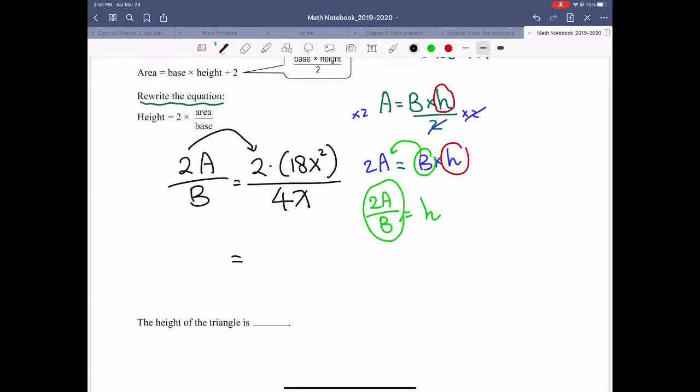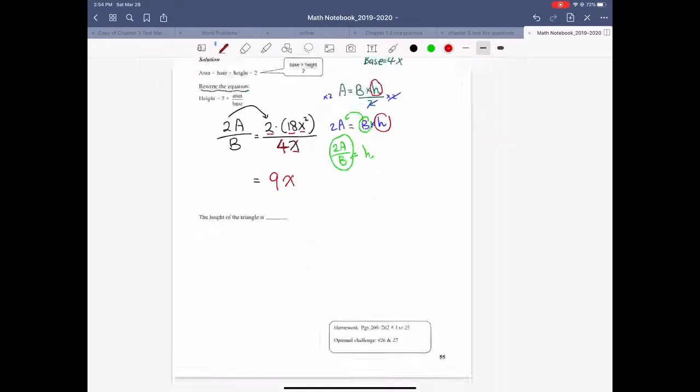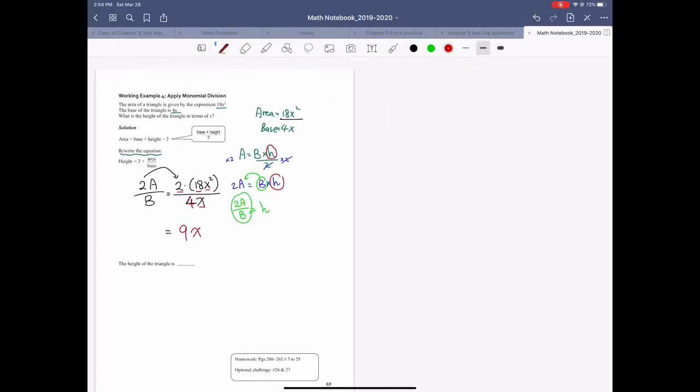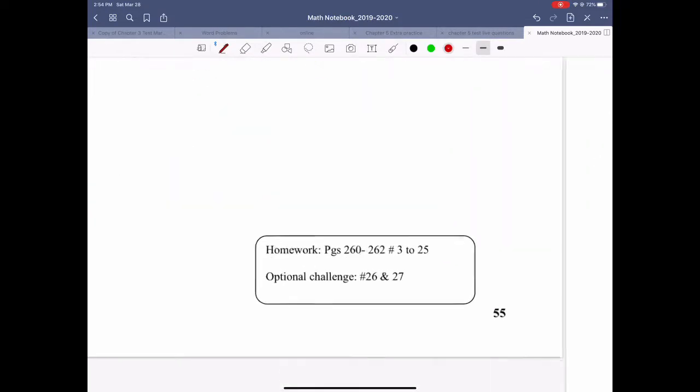Now we deal with the coefficient numbers first. 2 times 18 gives you 36. 36 over 4 gives you 9. So the coefficient is 9. x squared over x gives you 1x, because it's x squared divided by x. So 9 times x over 1 gives 9x. All right, so the height of the triangle should be 9x. Done. Perfect.